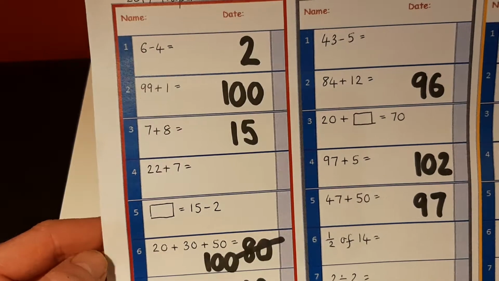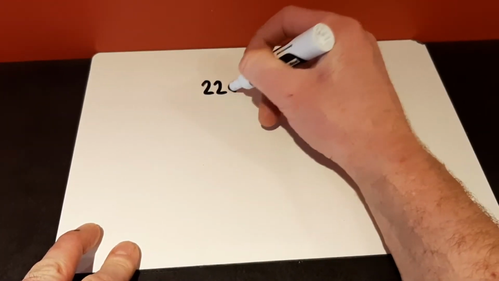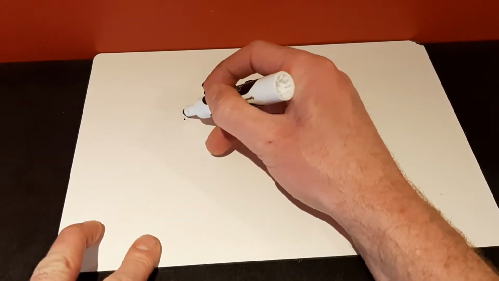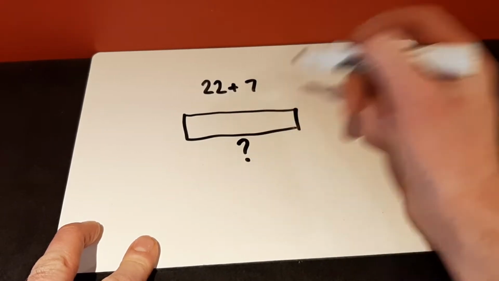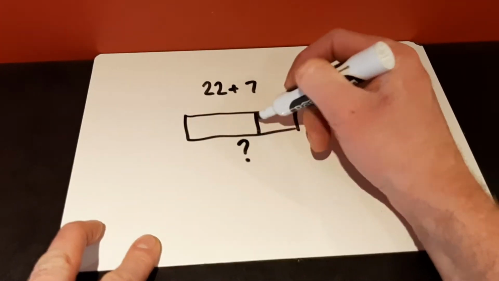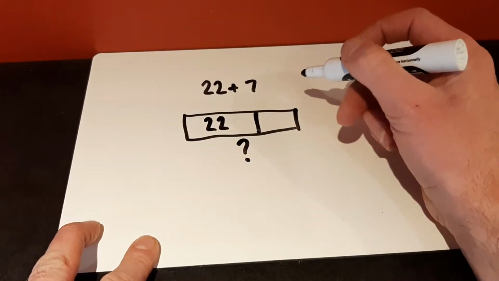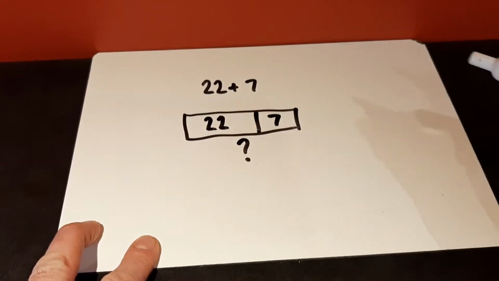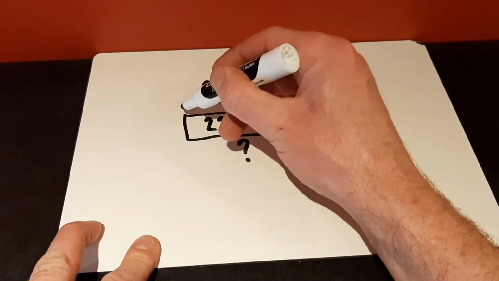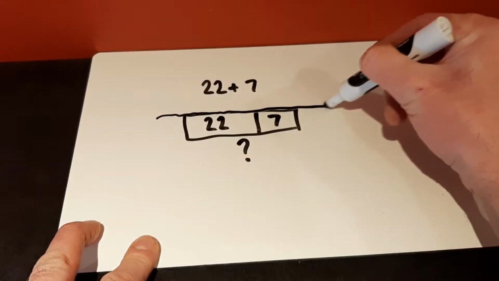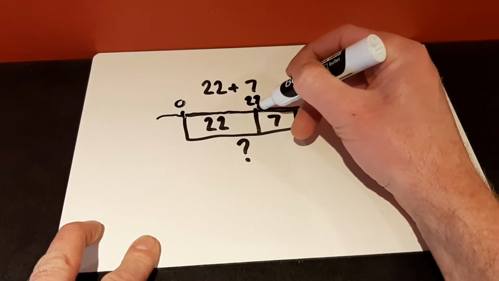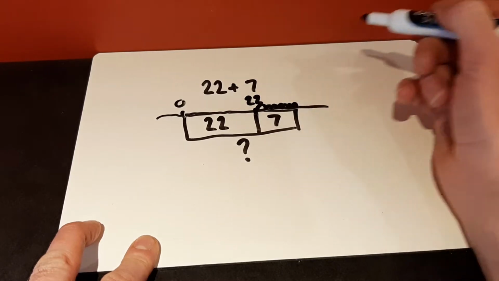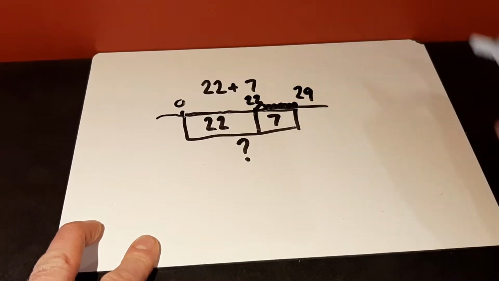Question 4 is 22 add 7. So 22 add 7. Again, if we're using the bar model, you're combining two numbers and you have an unknown total. You have 22, again the biggest number first is handy, and 7. And you can think of it as this number line again, where you have 0 to 22 here, and then you add on 7 more to get to 29.